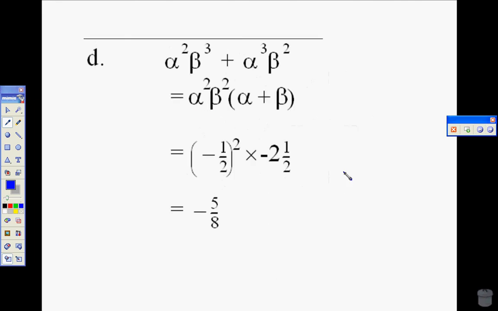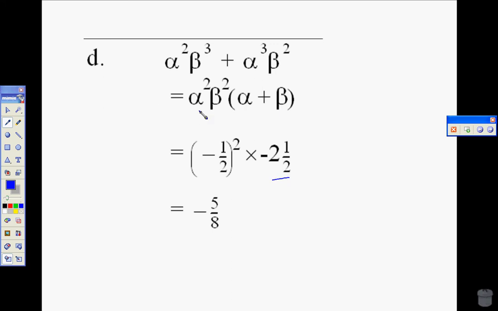D, we need to have a look at how we're going to break it down back into our product and sum of roots. So again, we look at our question, we see that we can factorize some terms out. We can factorize this time an alpha squared and beta squared, and we've got the product, and we've got the sum of the roots alpha plus beta. Well, that's our minus 2.5.